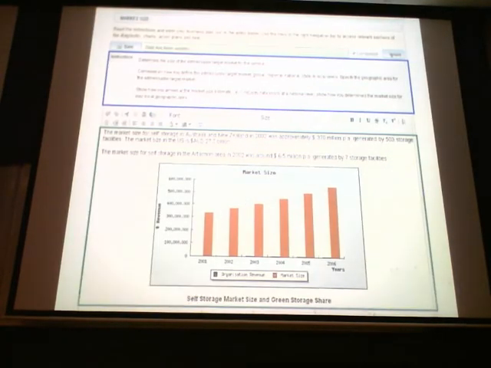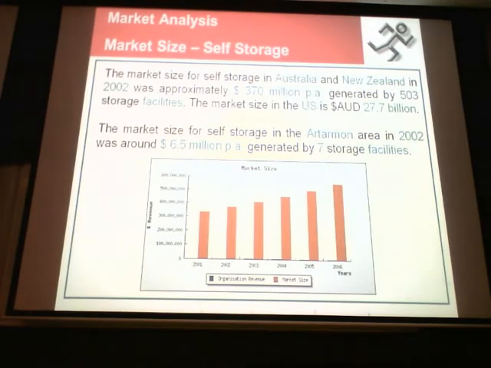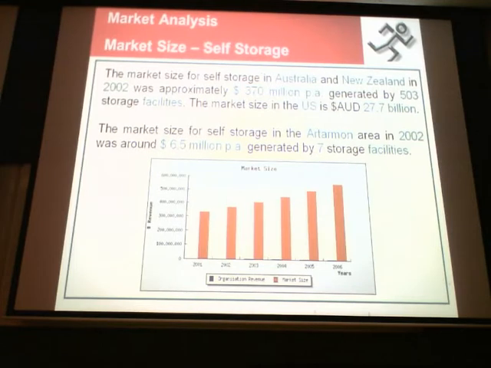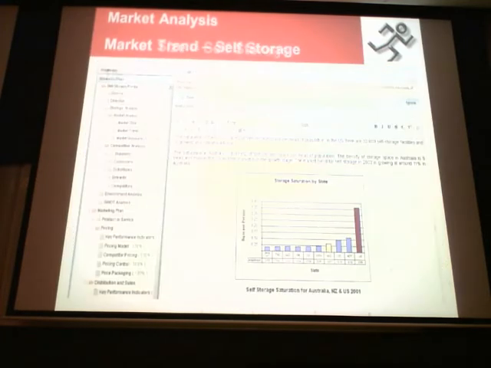So let's have a look at what I've written there. The market size in Australia and New Zealand, as of 2002, was 370 million. There are 500 odd storage facilities. The market size in the US is 27 to 28 billion. And the market in Artarmon, where we built the storage facility, is about 6.5 million, with 7 storage facilities in Artarmon. So I'm defining 2 addressable markets: the national market, and the one in Artarmon. I copied that chart into the business plan field there.